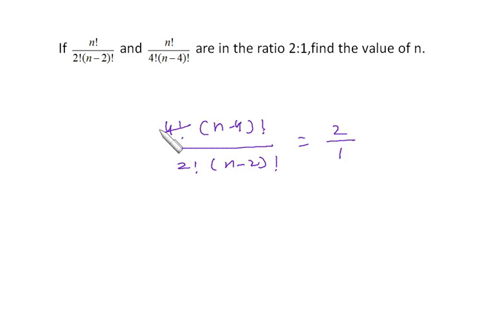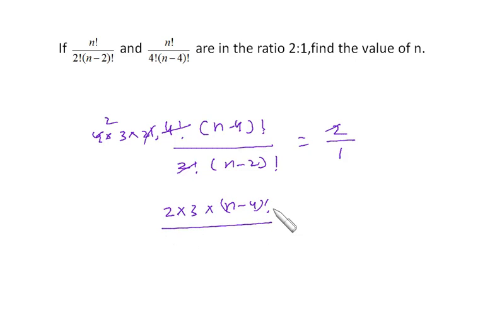Now 4 factorial is what? 4 into 3 into 2 factorial. So it's cancelled. Now this is 2. And apart from that, it's 2 into 3 into (n minus 4) factorial by, or we can say, (n minus 2) factorial, and (n minus 2) factorial will be what? (n minus 2) into (n minus 3) into (n minus 4) factorial, right? So it's cancelled. Now further we have two consecutive numbers and their product is 6, right?